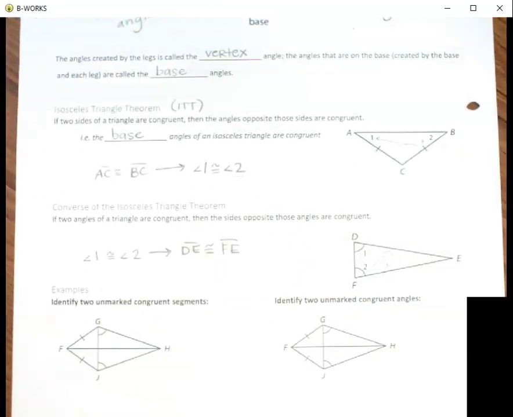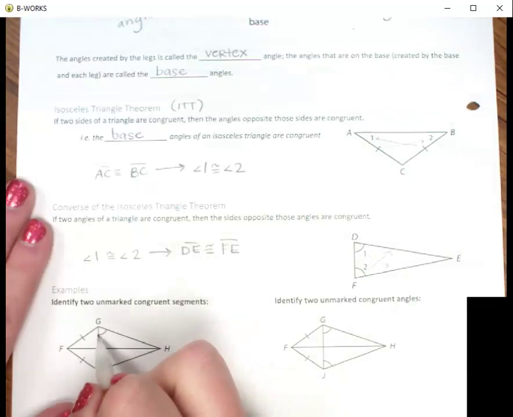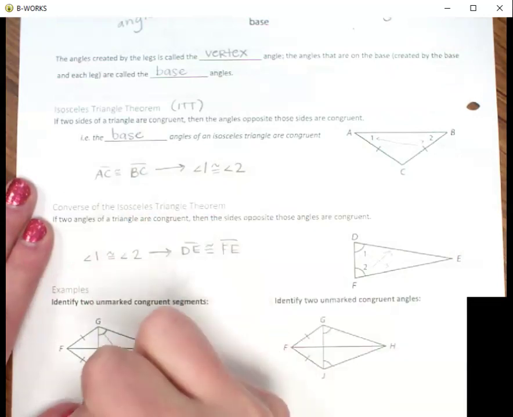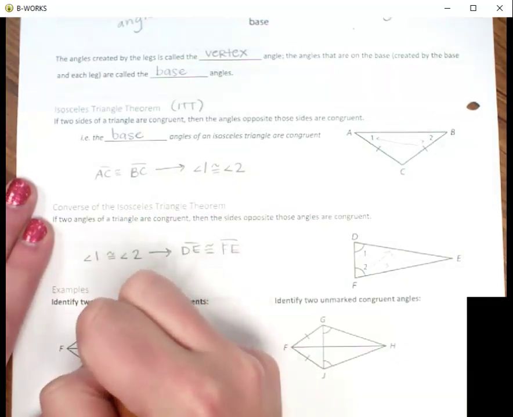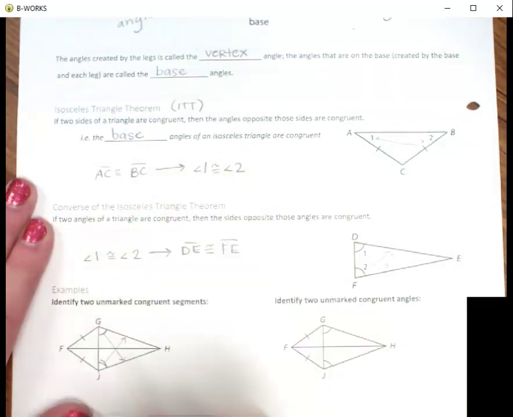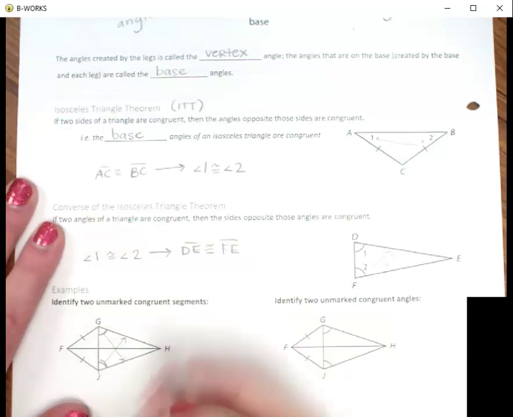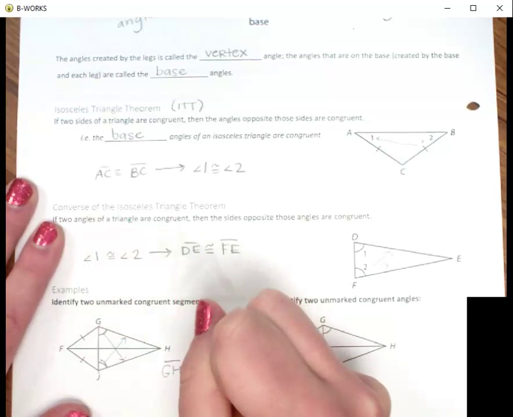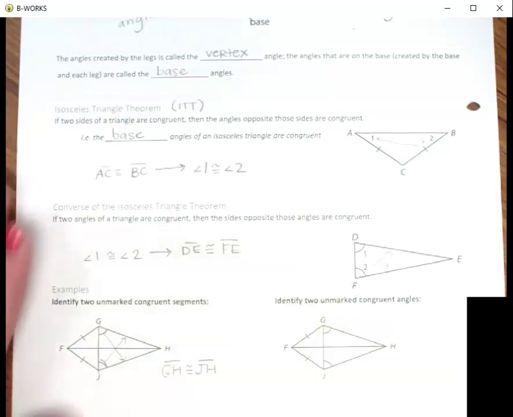The examples there. We want to identify two unmarked congruent segments. So I see that this angle G and this angle J are congruent. So I'm going to go opposite those, looking at this triangle GJH. So I know that GH then is congruent to JH.